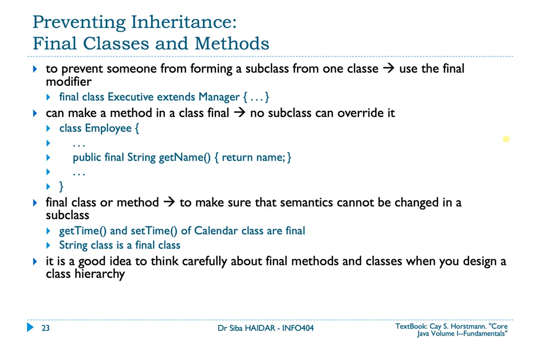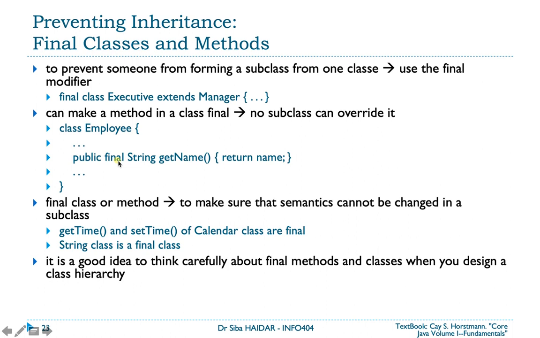Preventing inheritance, we will talk about final classes and final methods. In order to prevent someone from forming a subclass from one class, use the final modifier. Final class Executive extends Manager. For example, you can make a method in a class final, only one method. For example, inside the class Employee, you can declare the method getName to be final.